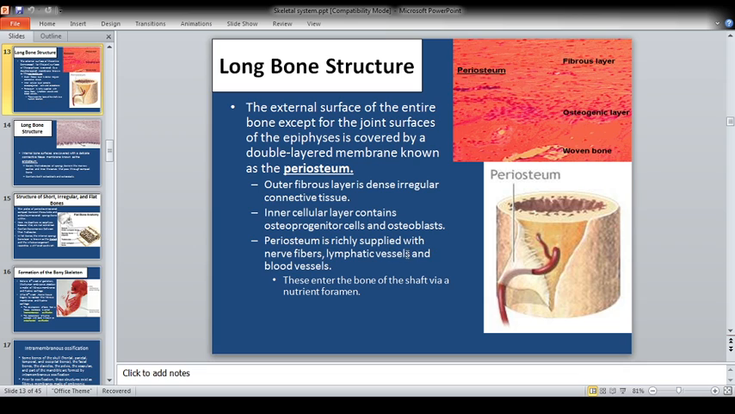Periosteum is richly supplied with nerve fibers, lymphatic vessels and blood vessels. They enter the bone of the shaft via a nutrient foramen. So this is the nutrient foramen through which they would enter the shaft. If we look at the microscopic picture, this is the periosteum, the outermost layer, then the fibrous layer, then the osteogenic layer, and then the woven bone in the center.